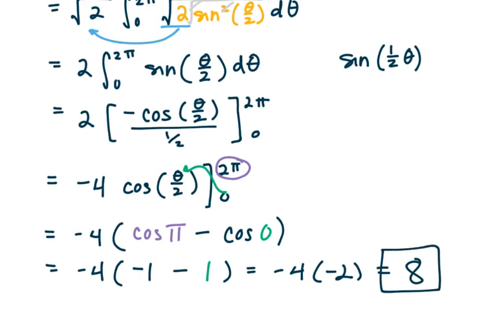And that represents the length of this cardioid curve from 0 to 2 pi, that one full revolution. You could think of it as perimeter. And so that's how you can find the length of a polar curve.